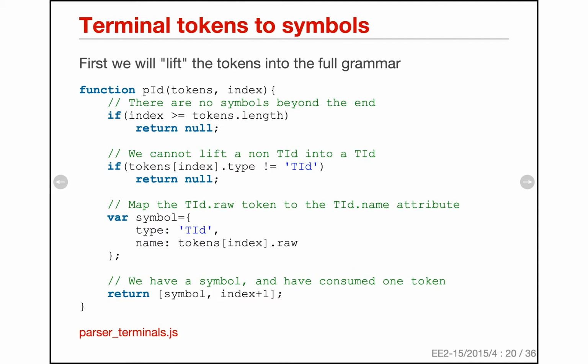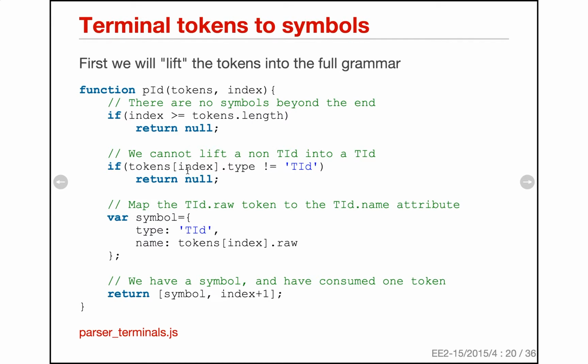The first thing we're going to do is take our existing tokens and bring them from lexer world to parser world. If we're parsing an identifier, we have our array of tokens, and this is where we are currently working. If the index we are currently working at is beyond the end of the tokens, return nothing. We cannot parse beyond the end, so we fail to parse and we return null. Now we look at the actual token and its type. We are trying to parse an identifier. If the type of it is not identifier, we fail to parse and we return nothing.